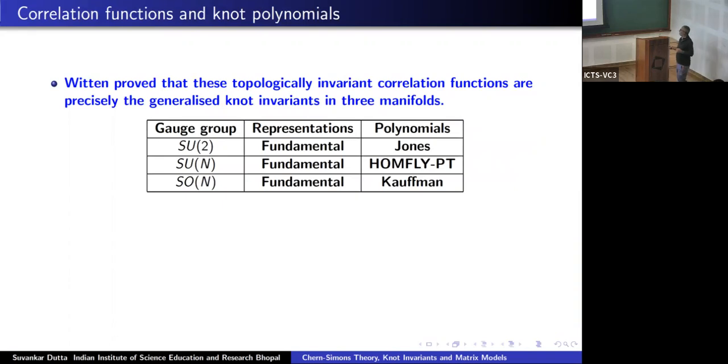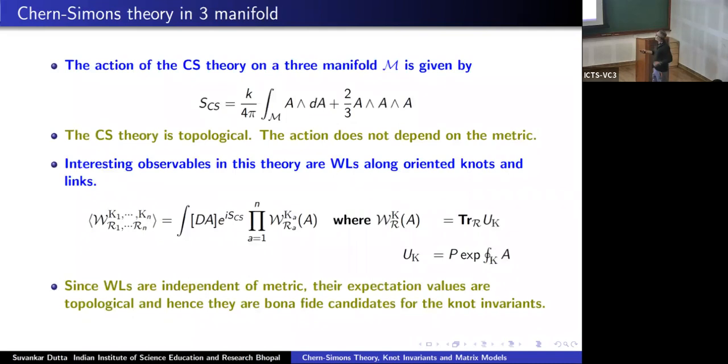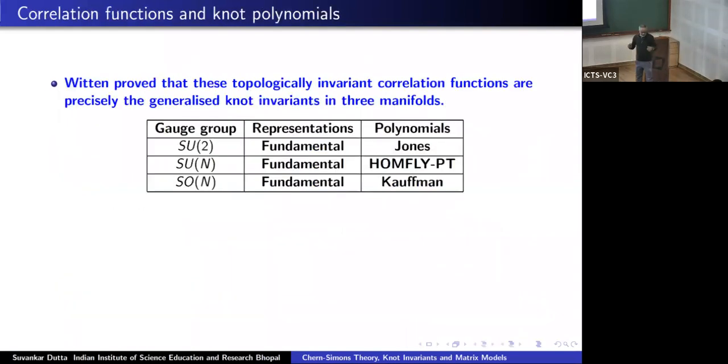Witten showed that if you consider the Chern-Simons theory with a gauge group SU2, and take the representation... Let me also mention that whenever we are considering some Wilson loop, there is always a representation associated with the Wilson loop. So what Witten showed is that if you consider Chern-Simons theory with SU2 gauge group, and if you assign the fundamental representation to whatever knots you are considering in this theory, then the correlation functions will give you the Jones polynomial.